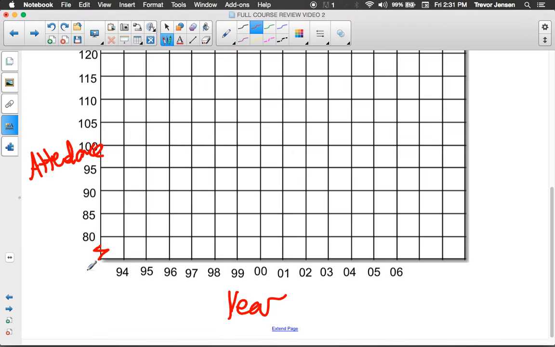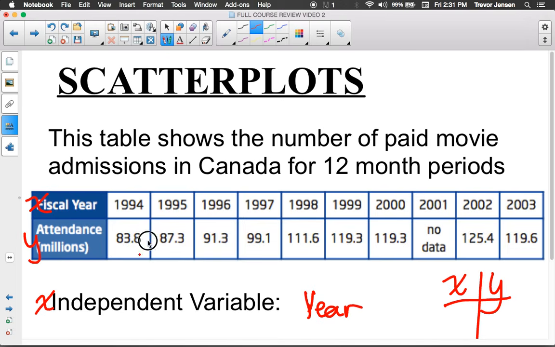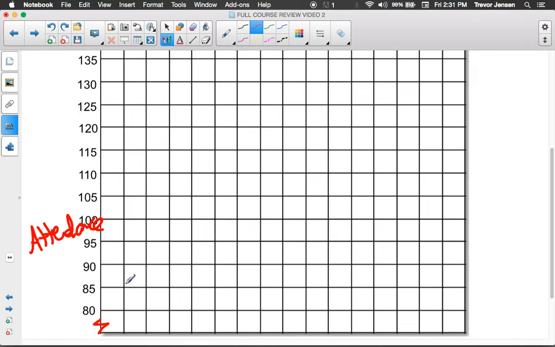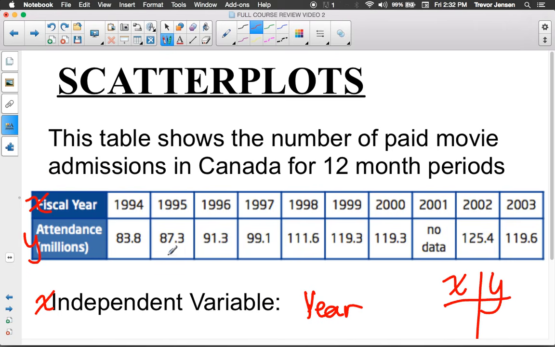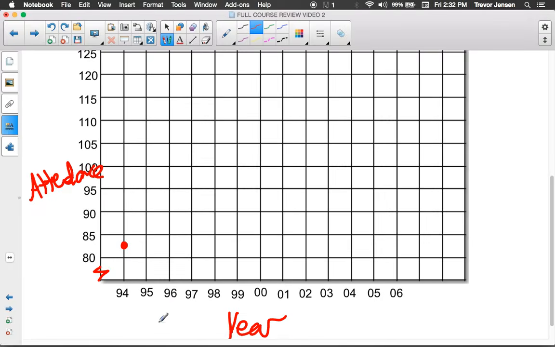So if you plot all of your points on this graph, this is going to represent a point on the graph, this is going to represent a point on the graph, and so on. So in 1994, movie attendance was 83.8 million. So in 1994, 83.8 would be roughly right about here. I would put a dot at that point right there. In 1995, movie attendance was 87.3 million. So I would put a dot at about 87.3, which is right about there, and so on.